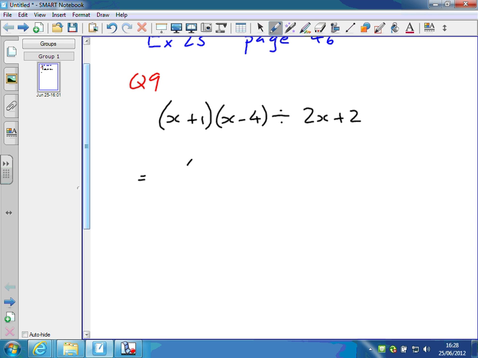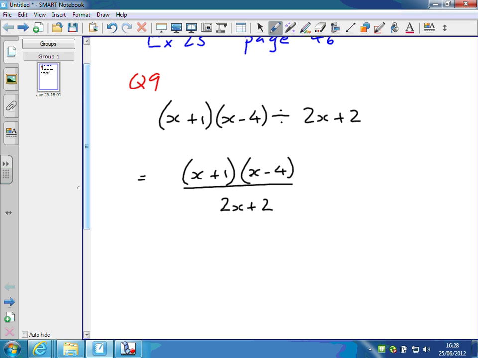So I would rewrite this as x plus 1, x minus 4, over 2x plus 2. Now you might be tempted at this point to multiply out those brackets on the top to get x times x, x squared minus 4x plus x, and so on. But that wouldn't help us look for any cancelling top and bottom.